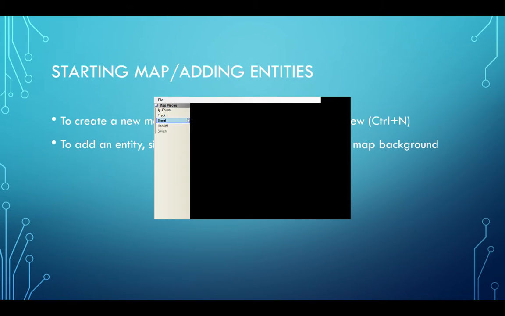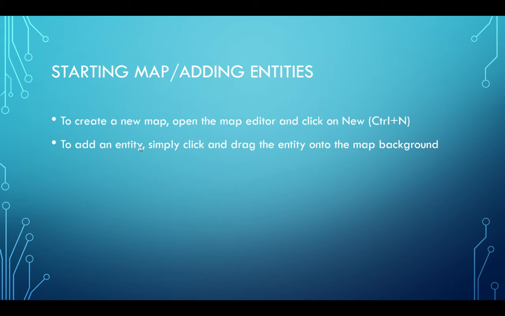Okay, and to add an entity, simply click and drag the entity onto the map background. So we can add our track here, we can add signals, we can add our handoffs, and we can also add our switches. So these are all entities, and the map itself, of course, in the background, is its own entity. So back to the PowerPoint.